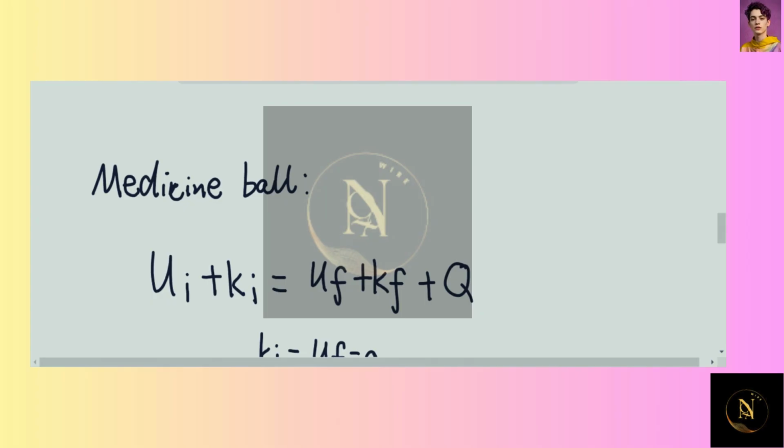And for the medicine ball, this is the energy equation for the medicine ball, which is initial potential energy plus the initial kinetic energy is equal to final potential energy plus the final kinetic energy plus the energy loss, or in other words, heat loss. Because if you take a look at the motion of the medicine ball, the height after each rebound is getting lower and lower. So eventually the medicine ball will drop to the ground without rebounding.